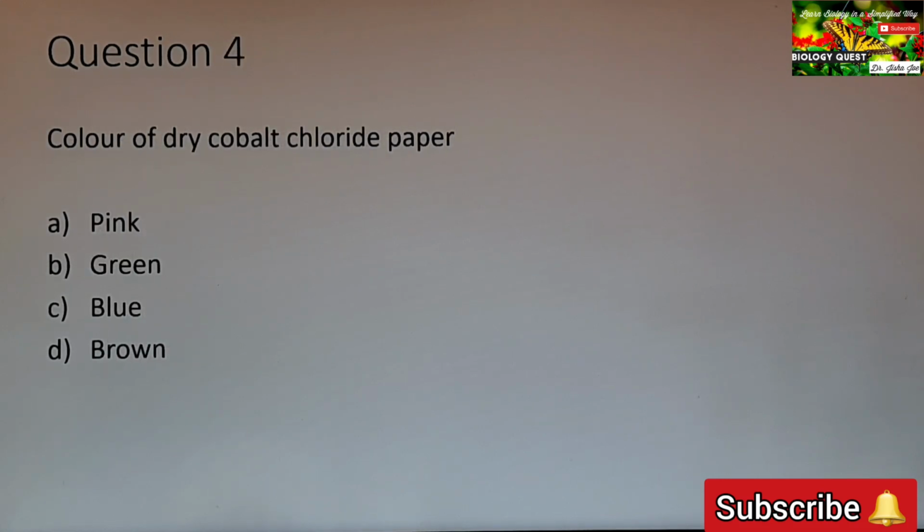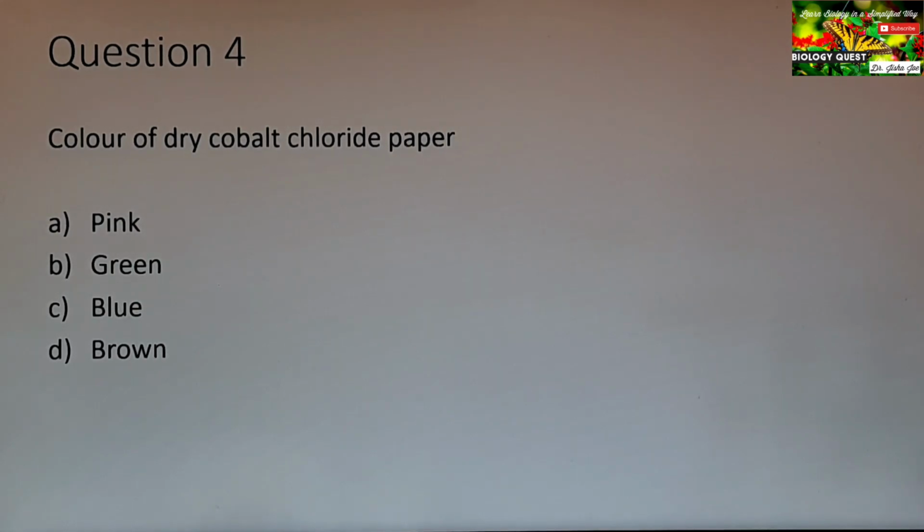Question 4. Color of dry cobalt chloride paper. We have already discussed it in question 2. What is the color of dry cobalt chloride paper? It is blue in color, and as it absorbs moisture, it turns pink in color. So what is the correct answer? Answer is blue.